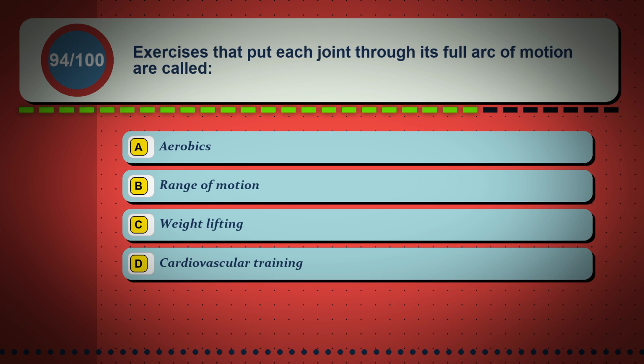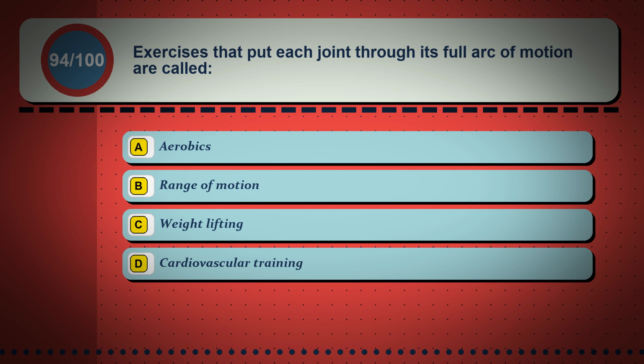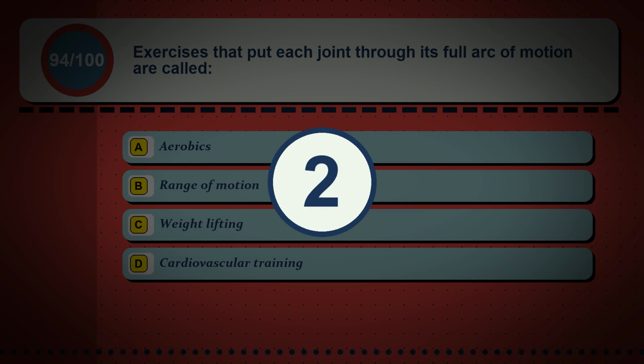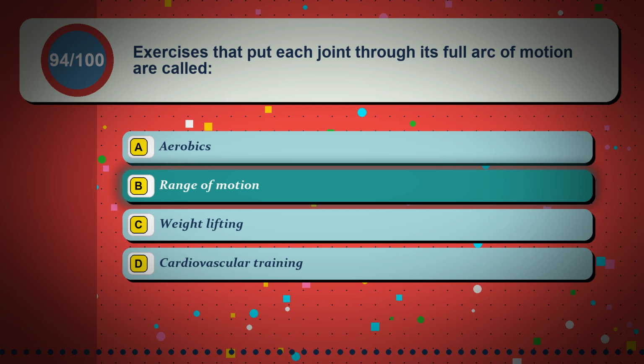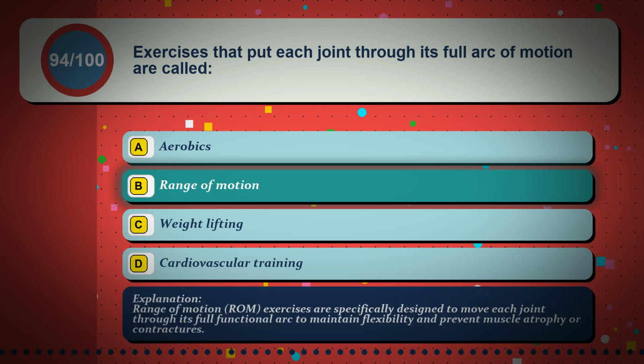Question 94. Exercises that put each joint through its full arc of motion are called: Option A, aerobics. Option B, range of motion. Option C, weight lifting. Option D, cardiovascular training. The correct answer is option B, range of motion. Range of motion, ROM, exercises are specifically designed to move each joint through its full functional arc to maintain flexibility and prevent muscle atrophy or contractures.